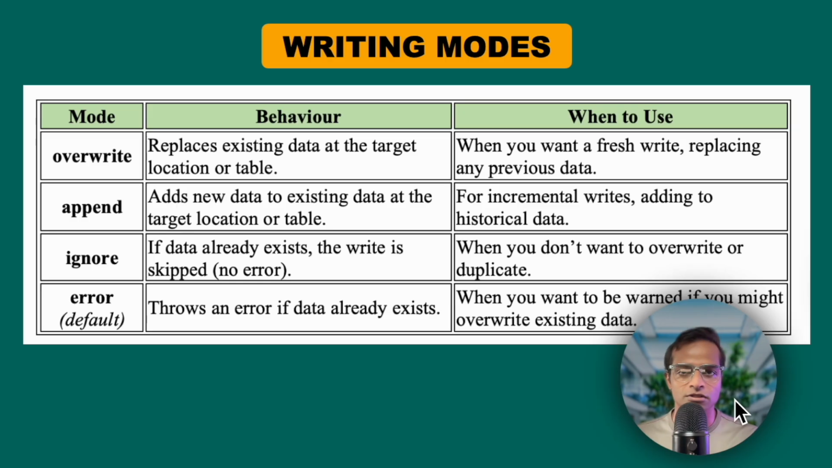Ignore is if there are some existing files, then data will not be written. It will simply skip it or ignore it. If there are no files, then it will be written to the target location. Error is if you have some files at the target location and you're trying to write it, then it will throw you an error saying that, hey, you have some files there.